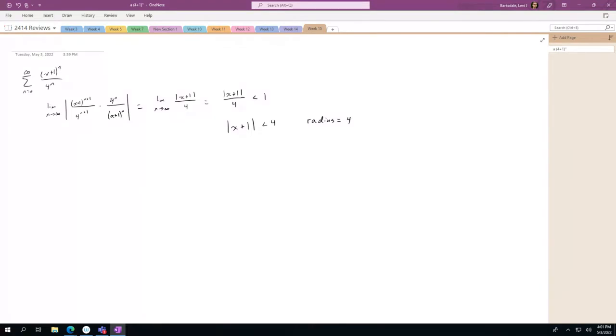If I wanted to find my interval, I can drop my absolute value bars by saying negative 4 is smaller than x plus 1 is smaller than 4, and then subtracting 1 from each side gives negative 5 is smaller than x is less than 3.